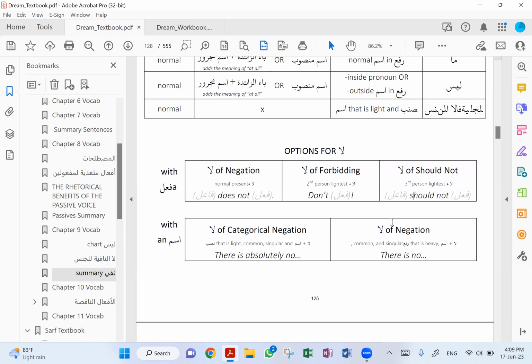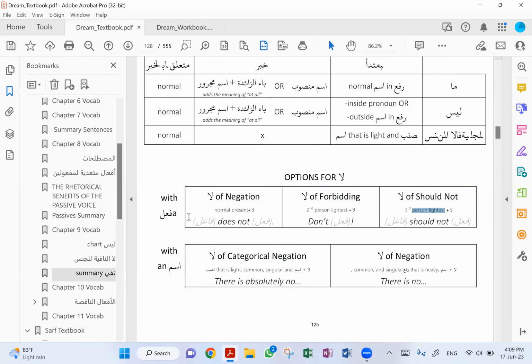And can the la come with the heavy fa'al mudari, like la yansuru? Is it possible? If you say la yansuru, then it's just going to be the normal negation, the first one. La yansuru, he does not help. But if you say la yansur, then you're actually saying he should not help. See how tricky that is? So you could even be saying, because Arabs don't pronounce the last haraka, if you just say la yansur, you could understand he means he should not help, or it could also mean he does not help.